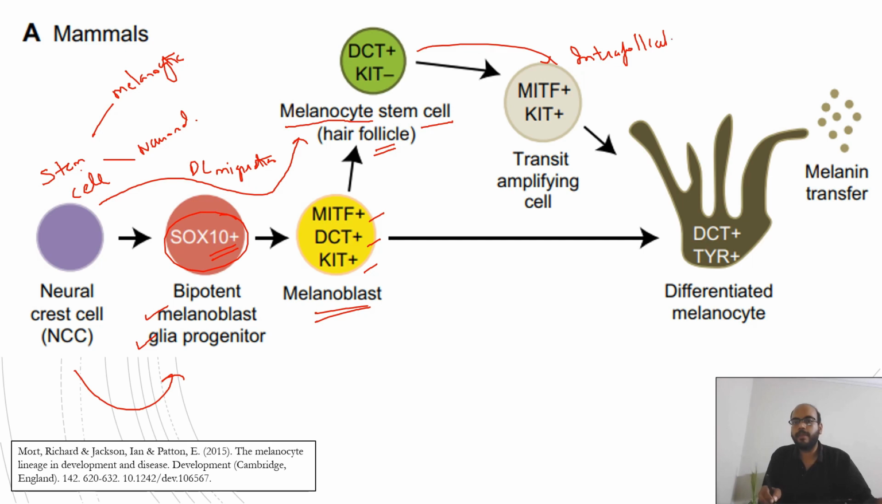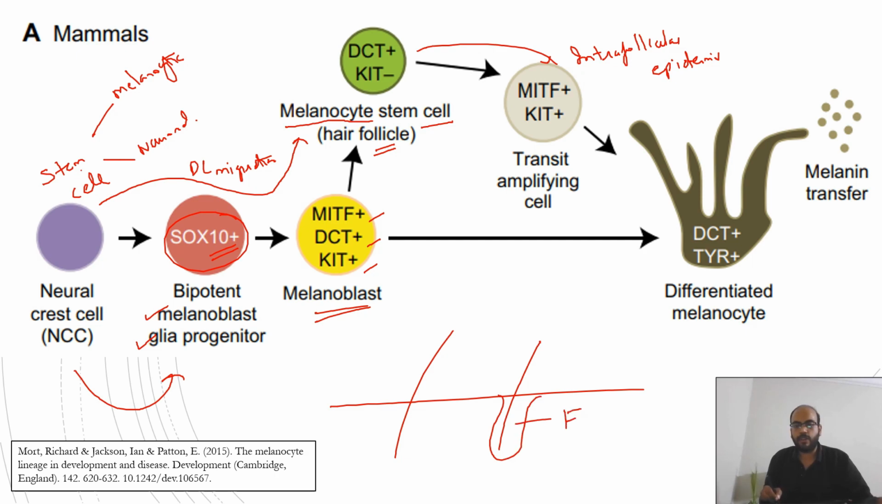intrafollicular epidermis. So this is a part of skin. These are the follicles. The pigment cells here are known as follicular melanocytes, and in between them you have the interfollicular epidermis, and in the interfollicular epidermis you have interfollicular melanocytes. Remember, the follicular melanocytes are rich in melanocytic stem cells.